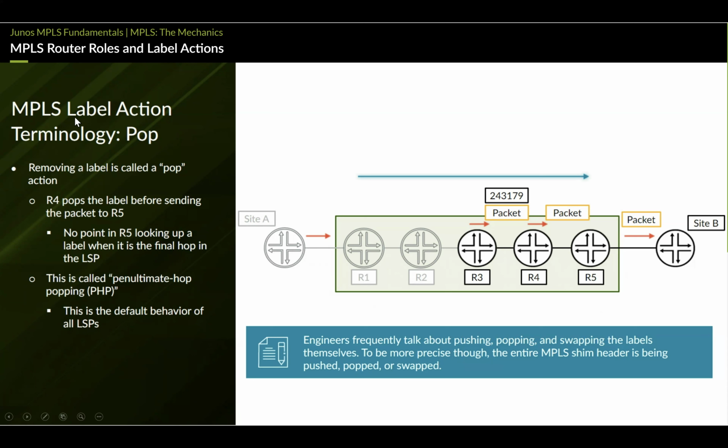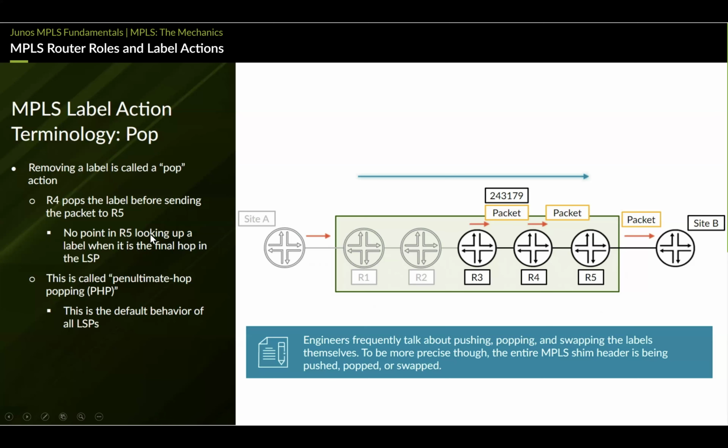So the MPLS label action here is pop. The last action is pop. Removing a label is called a pop. Pop means removing the label. So which router is removing the label? R4 pops the label before sending the packet to router 5.